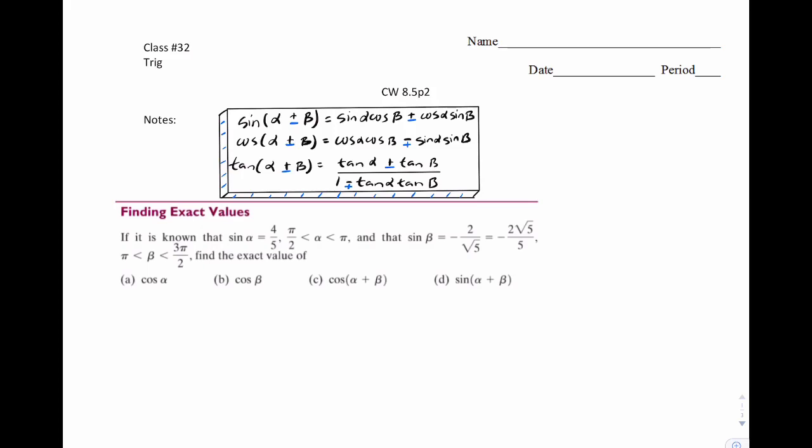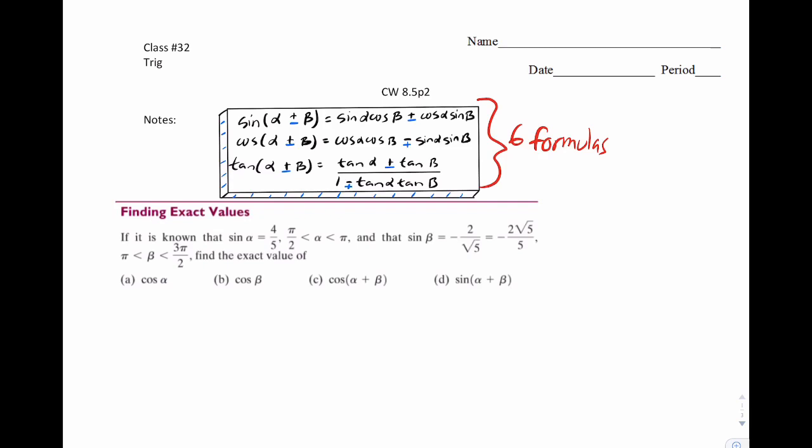Welcome to classwork 8.5 part 2. We're going to go straight into the first example. At the top, I do recommend you writing down these formulas. Hopefully you have them memorized from last class, but if not, after today you should have them memorized because we'll use them so often. And again, make sure you note that these are 6 formulas in total.